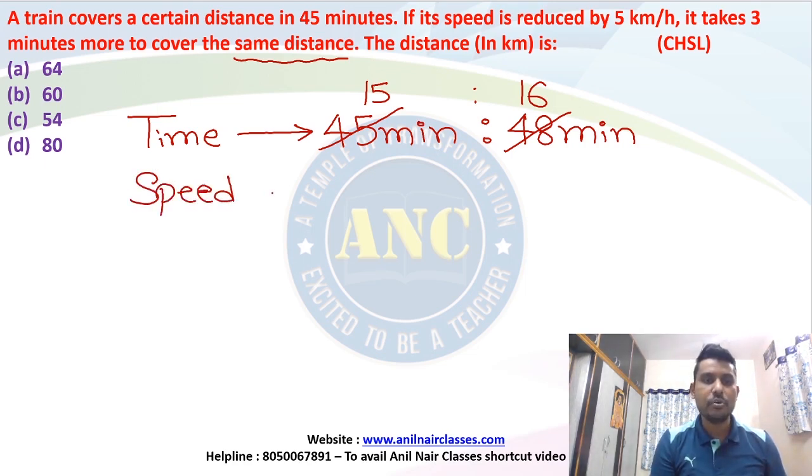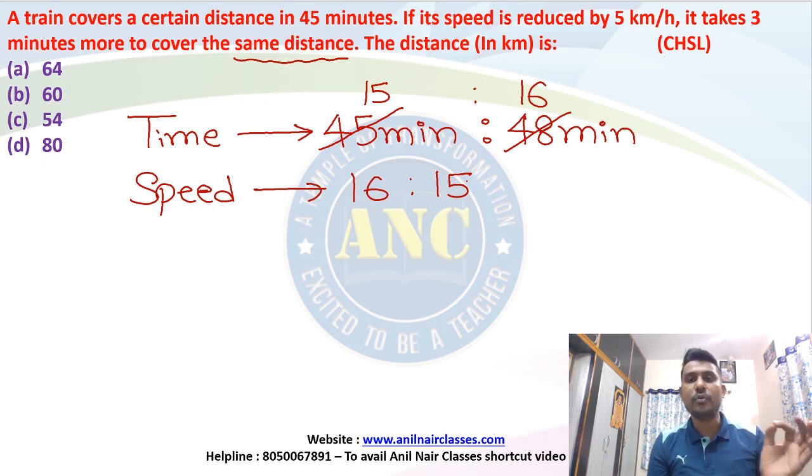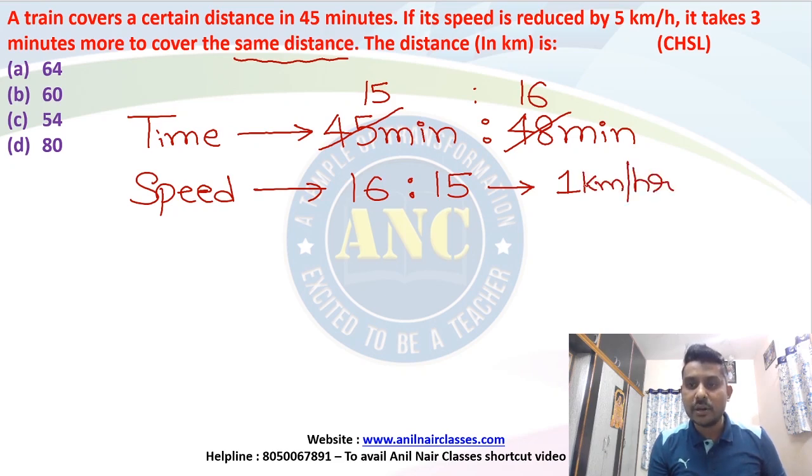So the speed ratio should definitely be the reverse of 15 is to 16. That is 16 is to 15 should be the speed ratio. That means according to the ratio, initially I was traveling at a speed of 16 kilometers per hour. Later I traveled at a speed of 15 kilometers per hour. That means I reduced my speed by 1 kilometer per hour.